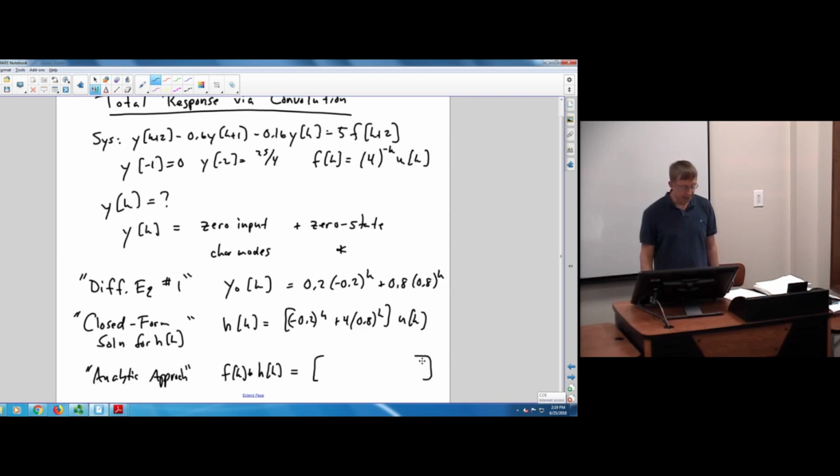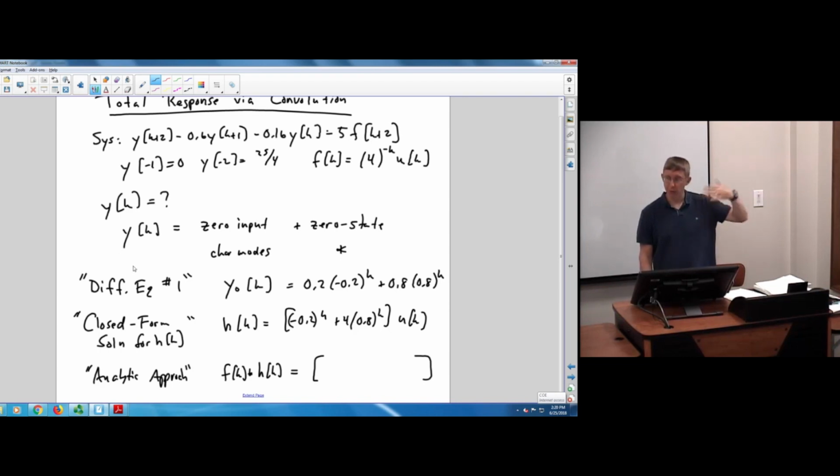And now you can tie these things together, right? The zero state response plus the zero input response. And then you would need to use these initial conditions to tie together some of these. So if you're asked to solve for y of k, and there are both initial conditions and a non-zero input, it's a lot of work.